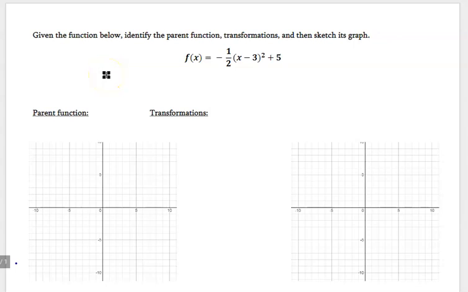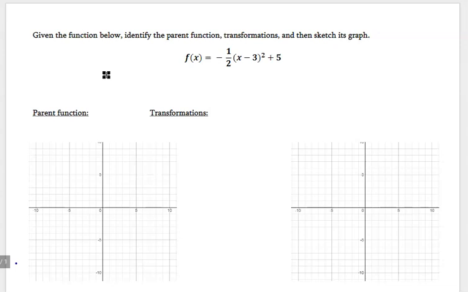In this video, we will review transformations of parent functions of quadratic and square root functions. Let's begin with a quadratic function given in vertex form. f of x equals -1/2 times the quantity of x minus 3 to the second power plus 5.